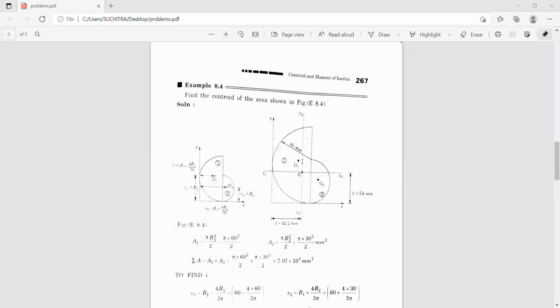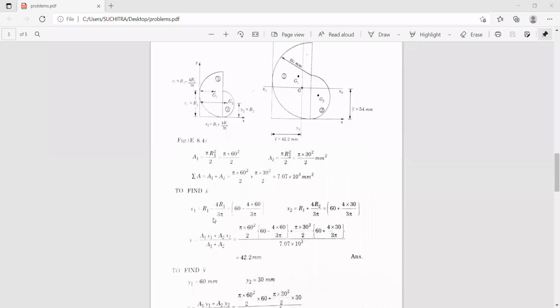This is x1. So x1 is 60 minus 4r by 3 pi. I have to deduct this because I want the distance from this point to this point. This distance is 60, and this height is 4r by 3 pi, that is the centroid of the semicircle with respect to the base. So x1 is 60 minus 4r by 3 pi.